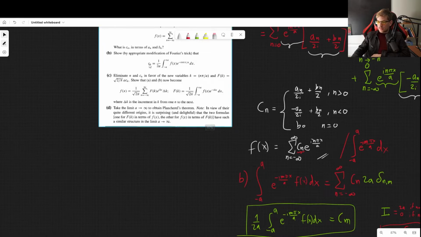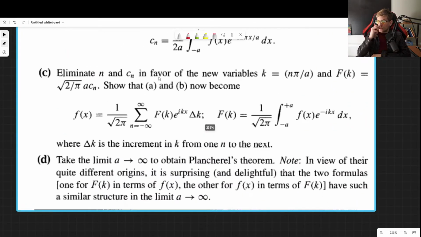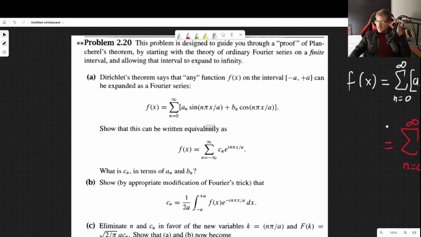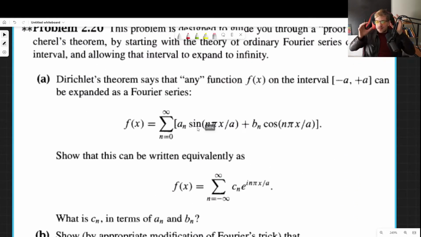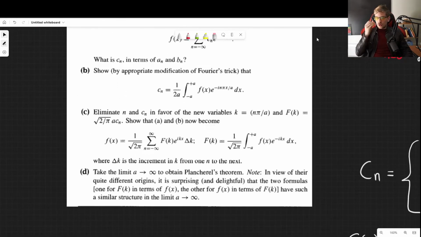So now comes part C. Now, using the results that we found in A and B, we want to now eliminate n and cn in favor of the new variables k and f of k. And now why do we want to do that? Because before we had just this case where we have only integers, right? It is a very discrete way of writing it. It is not continuous. So now slowly we want to begin using more continuous variables.